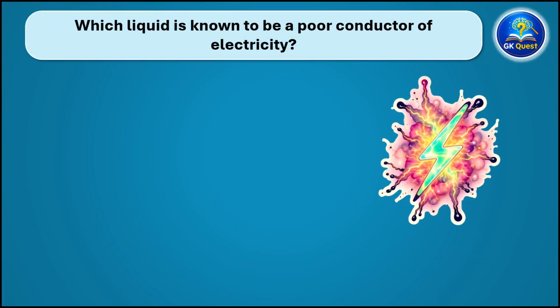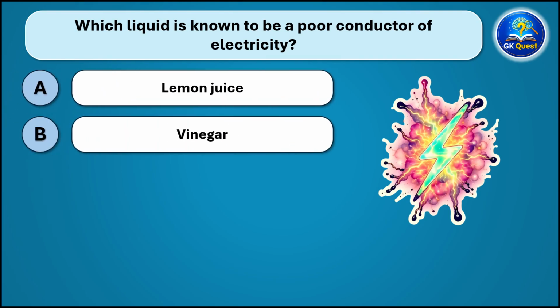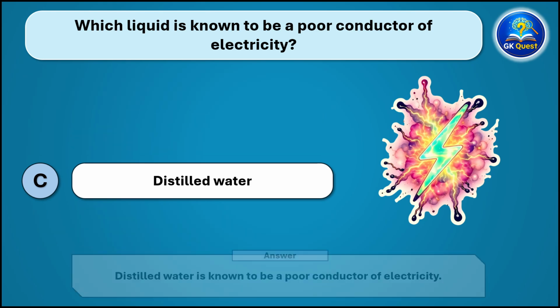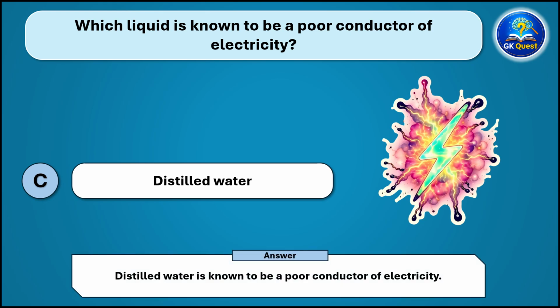Which liquid is known to be a poor conductor of electricity? And the correct answer is distilled water is known to be a poor conductor of electricity.